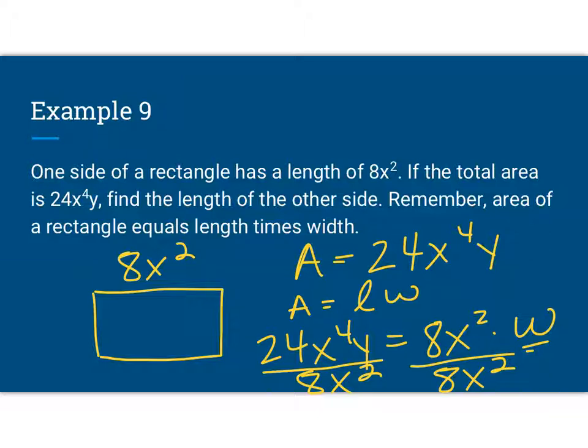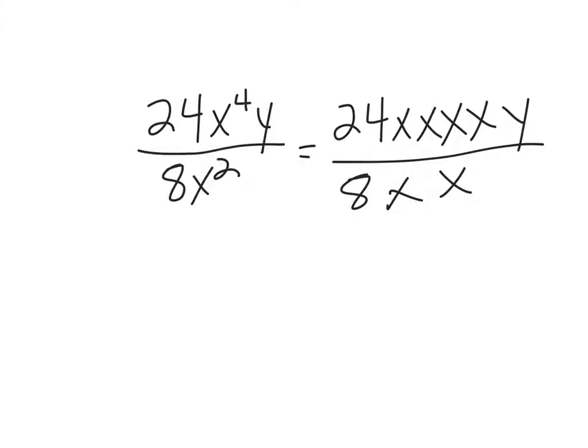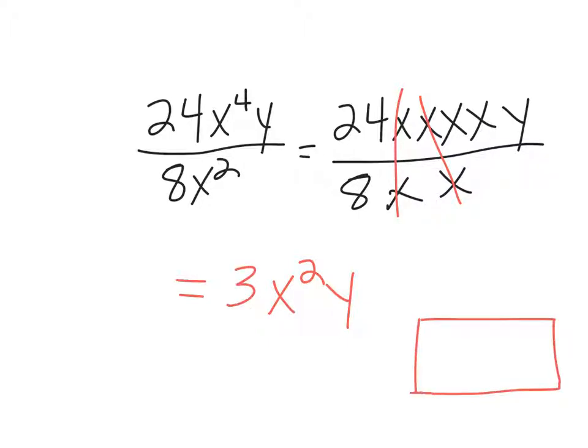Alright, pause right here, finish that division, and I'll show you the answer in just a second. Here's what it should look like. Cross off what I see on the top and the bottom. I have an x times x, which is x squared, and a y, and then 24 divided by 8 is 3. So now I know one side of the rectangle was 8x squared. Now I know the length of the other side was 3x squared y.